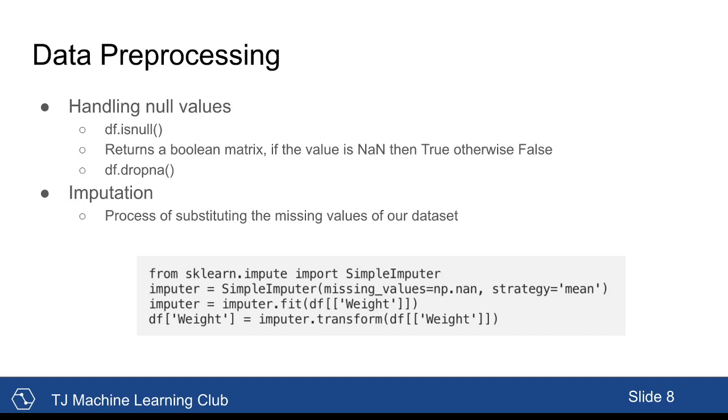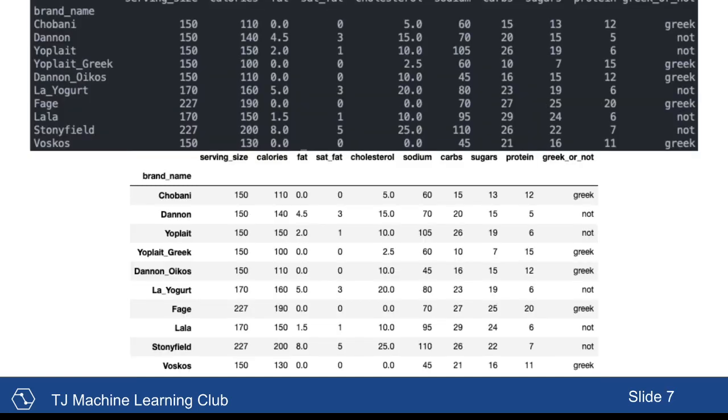Another approach, though, if for example you have lots of null values and you don't want to remove this much data, or you think you'd rather use an imputation method, which would be substituting the missing values of the data set with, for example, the mean of the data set. So say I have a list, say in this previous problem, serving size, calories, fat, things like that. And say later on, right here with this Stonyfield yogurt, I had an NA for calories, something like that.